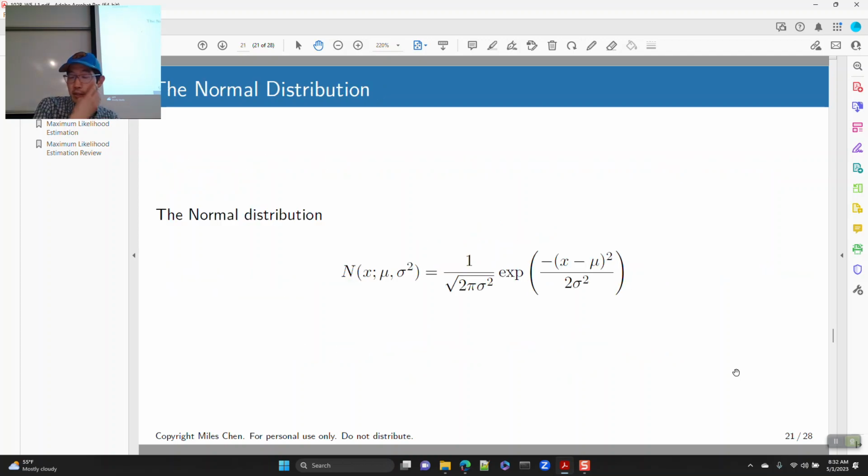Okay, so this is our normal distribution's PDF. So we have 1 over root 2 pi sigma squared, e to the negative x minus mu quantity squared divided by 2 sigma squared. And this time our mu is going to be given by W transpose x. So that's our normal distribution here.